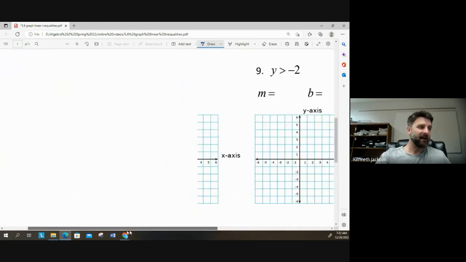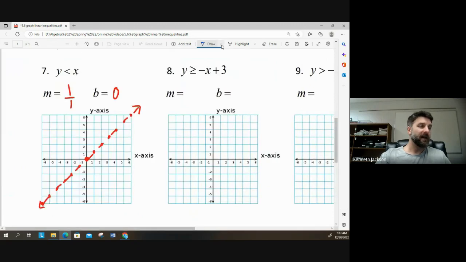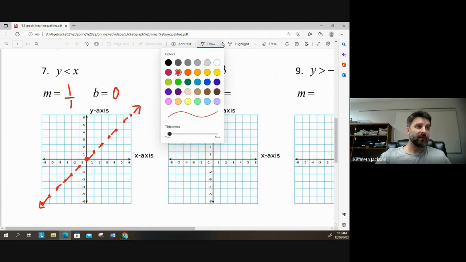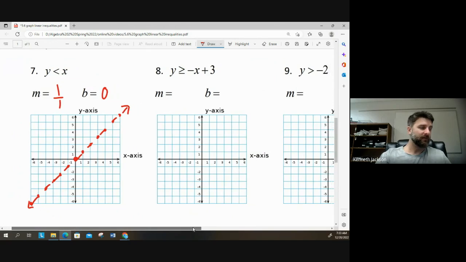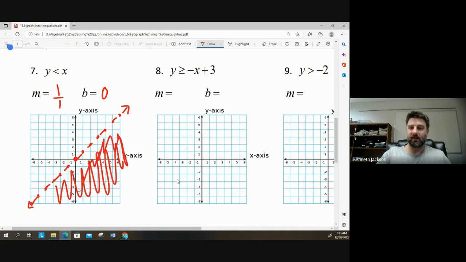I need to find the shaded region that has the points that make it true. Now we could just go pick some test numbers and try it out, or we could go off of if it's less than, that means that I am shading below the line. Everything below the line is a solution. Everything above the line is not an answer. And we could quickly see this by just picking some numbers.